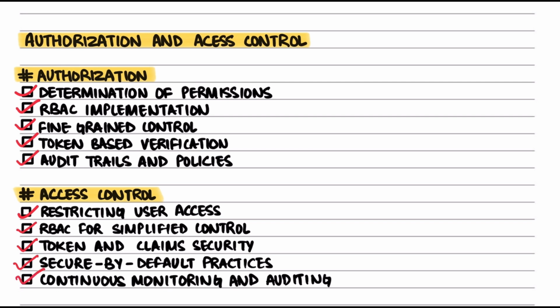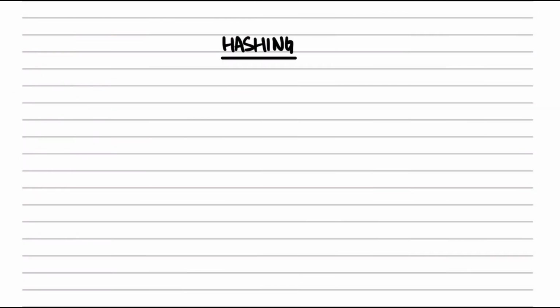Continuous monitoring and auditing. Continuous monitoring and audit trails provide ongoing insights into the access control system. This proactive approach allows for the early detection of anomalies or security threats, supporting a robust and adaptable security infrastructure.